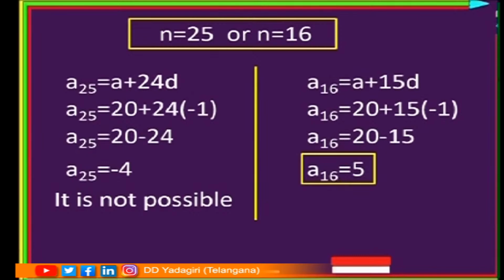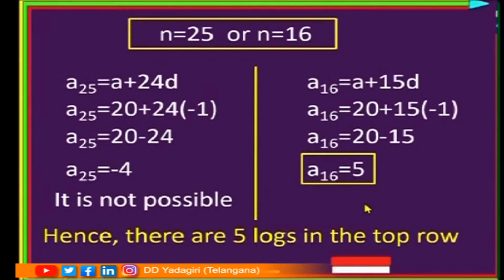This says that a16 is nothing but in the 16th row we have 5 logs. So the total number of rows are 16. In 16 rows we will arrange 200 logs and the last row contains only 5 logs. Okay, so this is the meaning of that expression. So hence there are 5 logs in the top row.